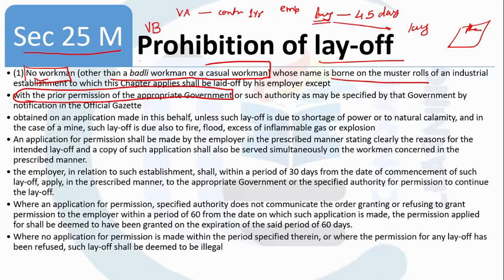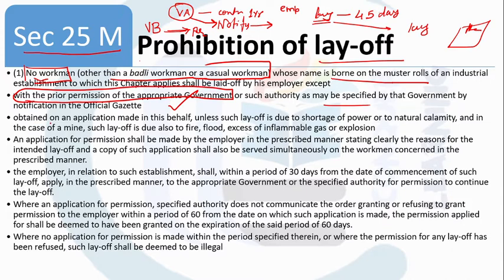In chapter number 5A, there was no such prior permission. It was just to notify. Giving notice is like you are informing. Prior permission is like you are asking whether I can lay off or not. So that is the difference: in chapter number 5A it is notifying, in chapter number 5B it is prior permission, asking for the permission. So before making any layoff, they have to take prior permission from the appropriate government or such authority which may be specified by the government.